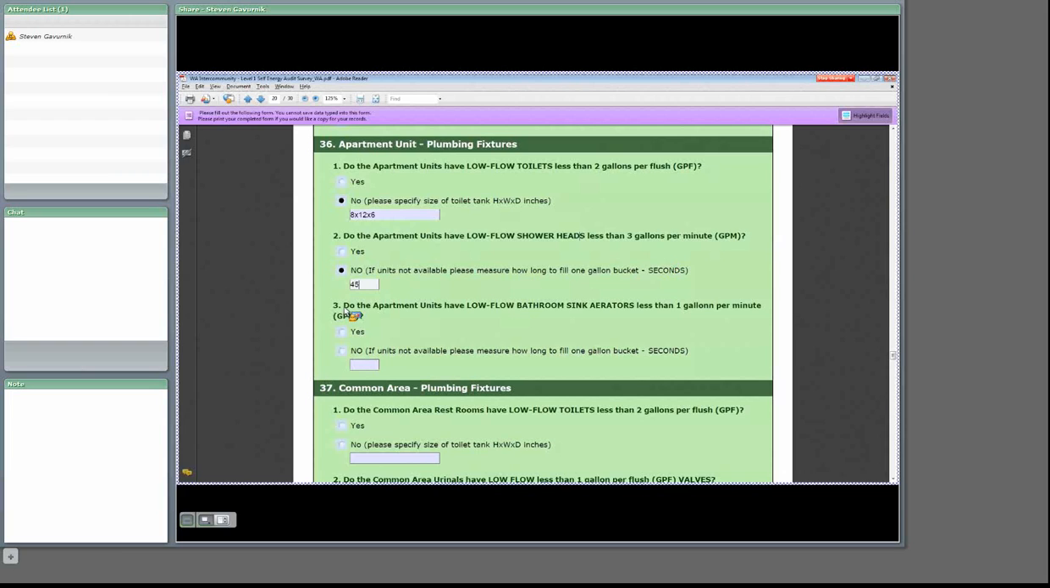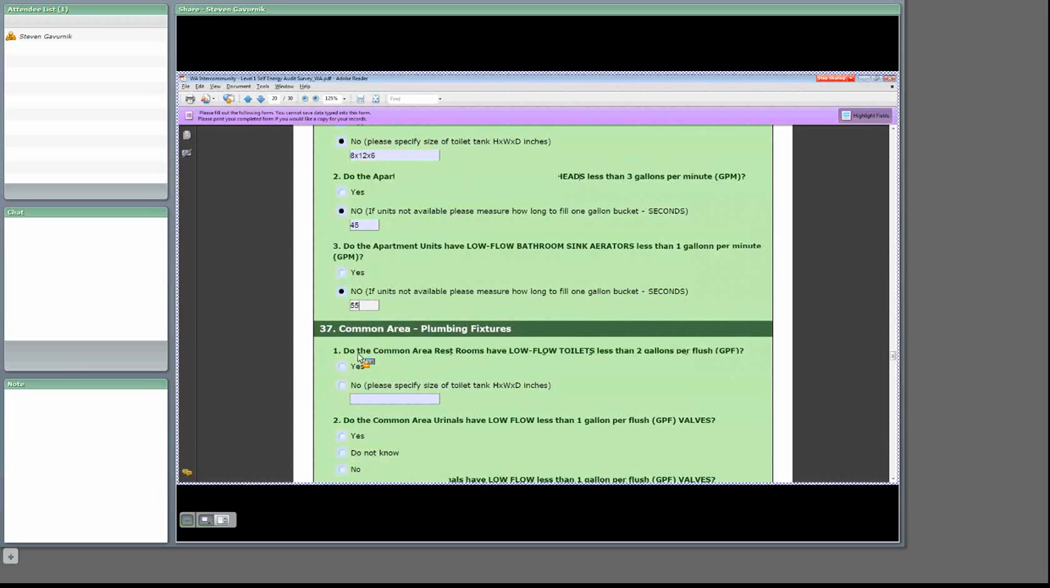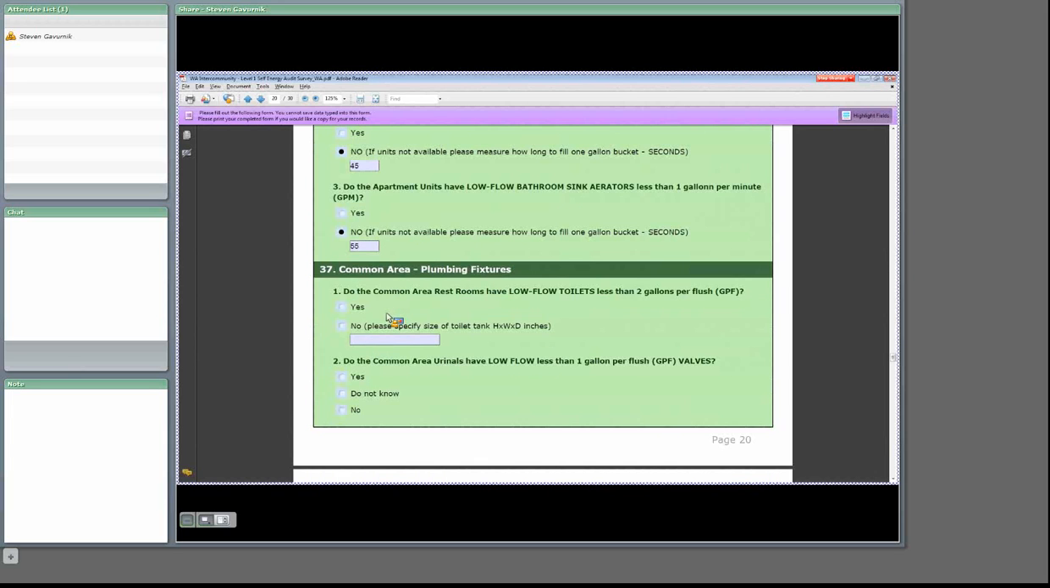Question 3, do the apartment units have low flow bathroom sink aerators less than 1 gallon per minute, GPM? So if you can actually see it on the edge of the head of the faucet, and you can identify that it is truly less than 1 gallon per minute, or less than 1 GPM, you'd indicate yes. If it actually is more than that, put no, or put no and fill a 1 gallon bucket and measure how long that takes to fill that 1 gallon bucket in seconds, of course.